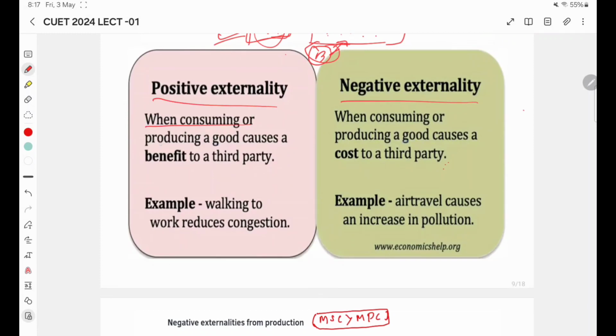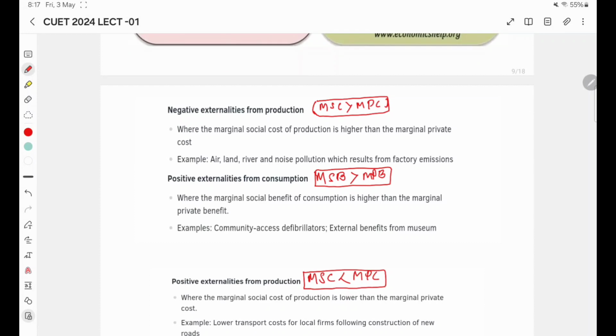So when a consumer or producer is consuming or producing a good that causes a benefit to a third party, then it is a positive externality. But if it costs the third party, it is called a negative externality. For example, you can see all types of pollution come under negative externality. Okay, next, consumption externalities and production externalities.